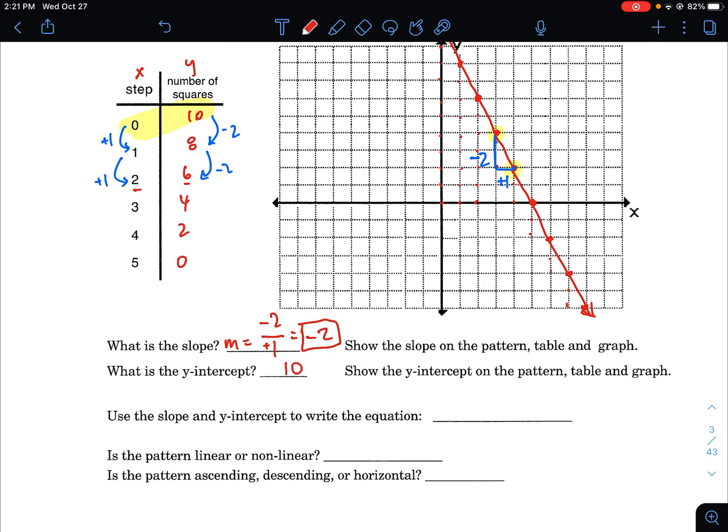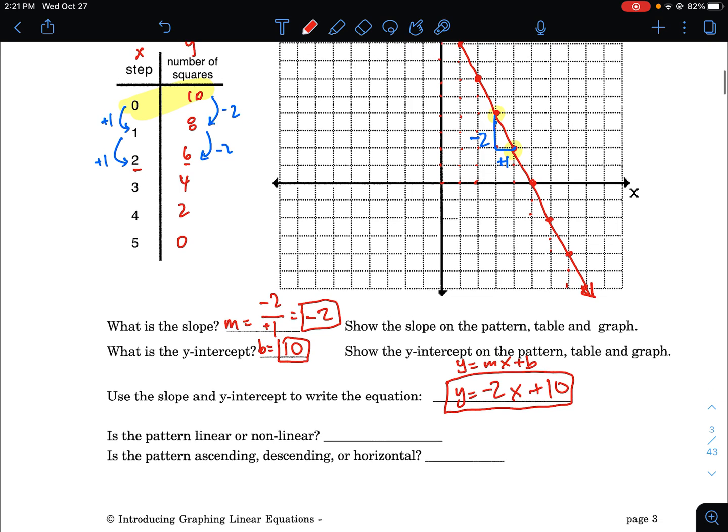All right, and that is b. b equals 10. So y equals mx plus b. So we stick with the y, the equals. M is -2, right? It's not just 2, but -2. X is going to be x, and then b is 10, +10, so we write +10. And that's our equation. Is the pattern linear or nonlinear?